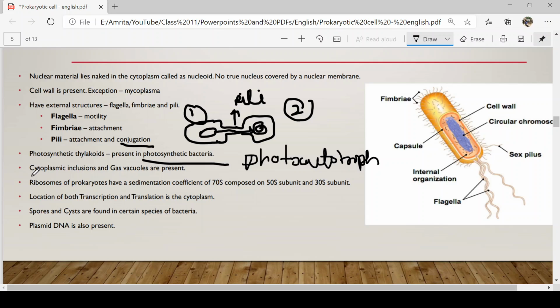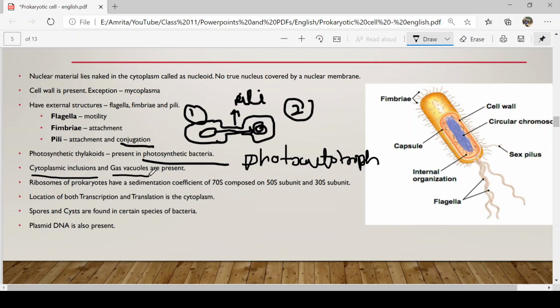Next, cytoplasmic inclusions and gas vacuoles are present. Now, what is the function of gas vacuoles? Gas vacuoles help in buoyancy. Supposing we have so many bacteria that are living in the sea. Now, they can't go deep inside, right? It is very difficult for them to get oxygen or anything. Okay, if there is a photosynthetic bacteria that lives deep under the sea, it will not be able to get that much amount of sunlight for preparing food. So that is the reason they have to be on the surface.